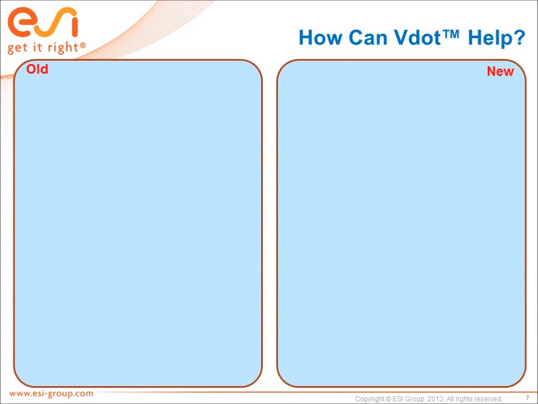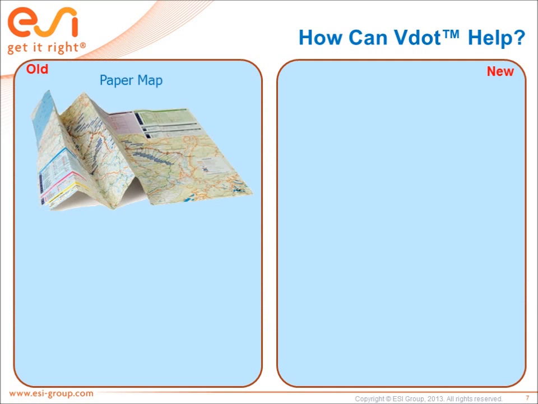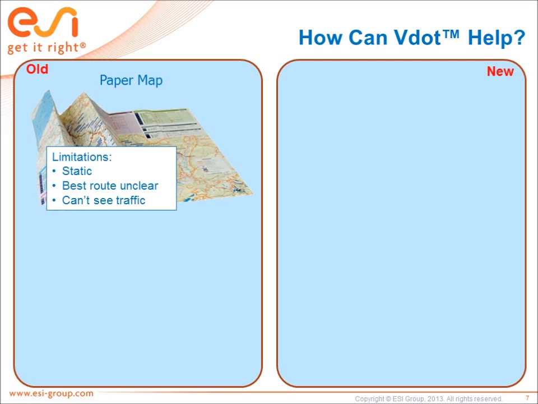So how can Vdot help you? Let's say we want to take a trip. We can use a paper map to try to figure out how to get from where we are to where we want to go. While a paper map contains a great deal of useful information, it is inherently static, so that it may be out of date as soon as it is printed. Also, there may be 1,000 different paths to our destination. How do we know which is the best?